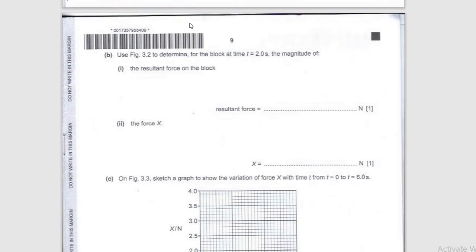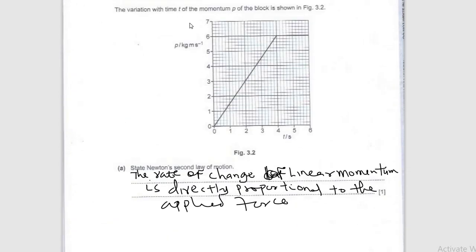And question B, use figure 3.2 to determine, for the block at time t equal to 2, the magnitude of the resultant force. Okay, use figure 3.2 at time t equal to 2. From time t equal to 1 to time t equal to 4, the graph is linear. So the resultant force at time t equal to 2, 3 and 4, from 0 to 4, they behave the same way. The force is the same. Why? Because it's a straight line graph.